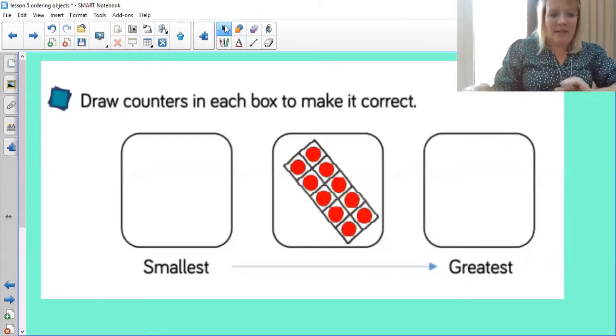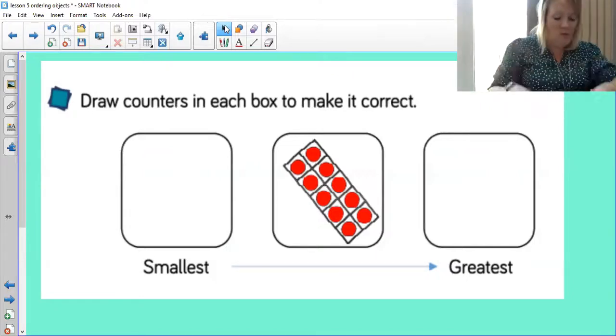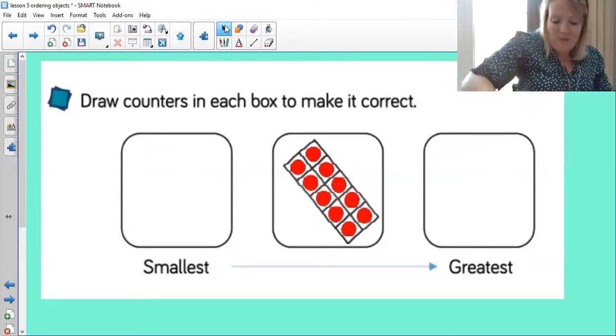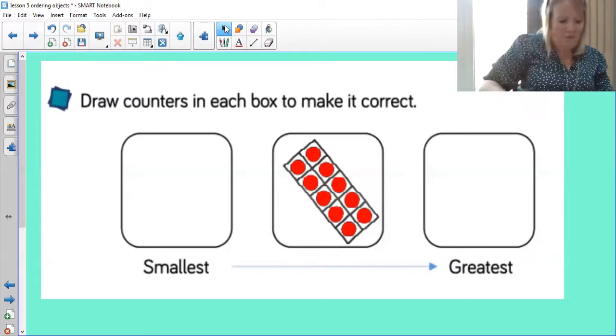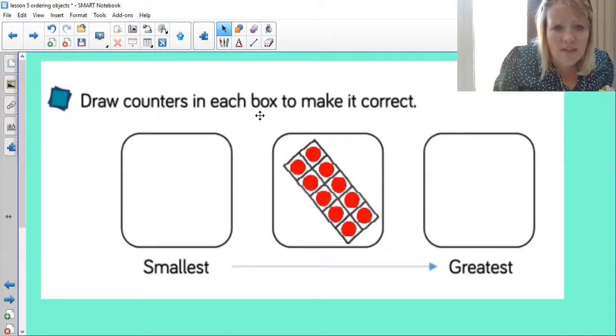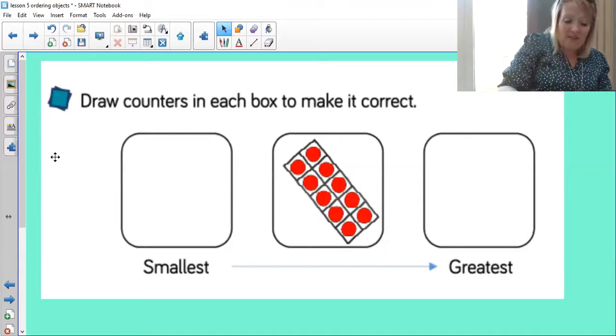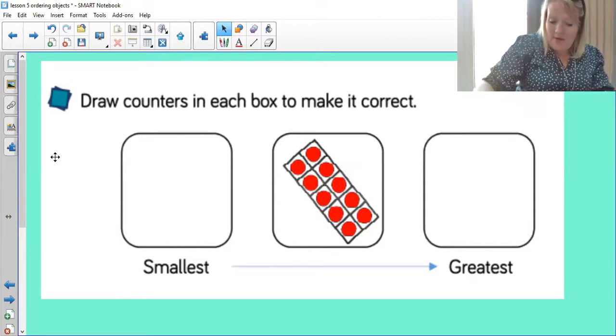Ooh, we've got a bit of an investigation here. So we've got 3 boxes. I'm going to use my whiteboard to help me here. You can use a piece of paper. If you've got some cubes, great. If you don't have anything, don't worry. So it says here, draw counters in each box to make it correct. So my first box is the smallest, so I need a small amount in there. Then the last one is greatest.